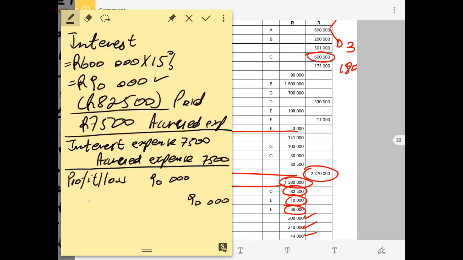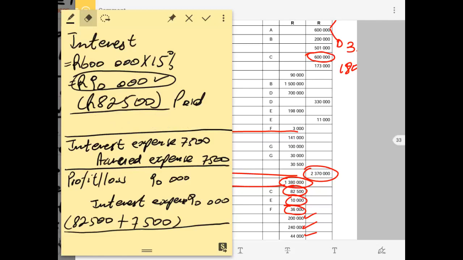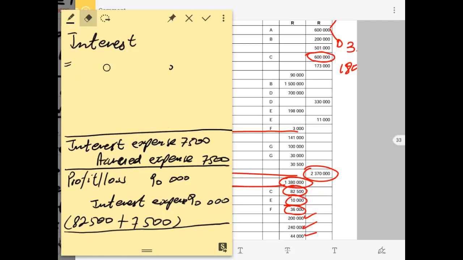Then after we credit interest expense, this 90,000 rands comes from 82,500 plus 7,500, because 7,500 was supposed to be paid, and we know that the total interest expense for the full year must be 90,000 rands. So we just add 7,500 to 82,500. That will give us 90,000 rands. So now this was requirement number 1, where we were required to take into account the outstanding interest.